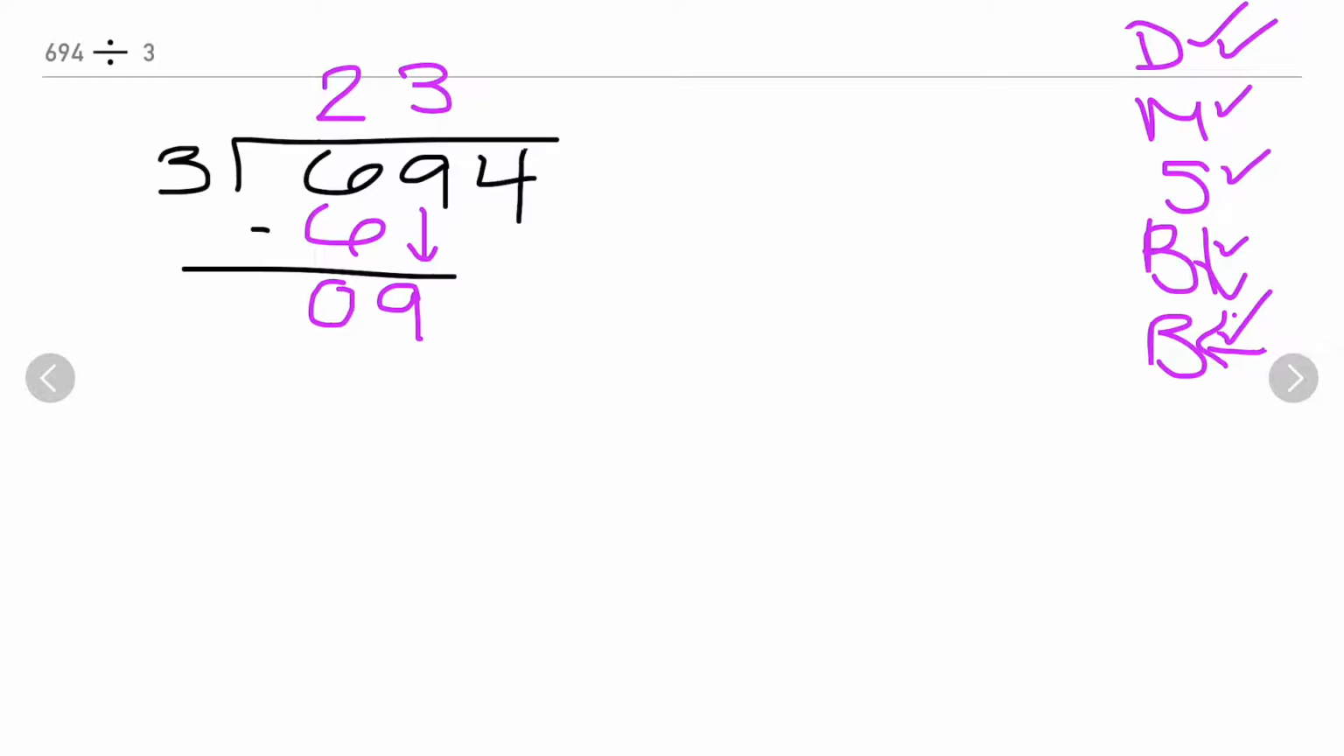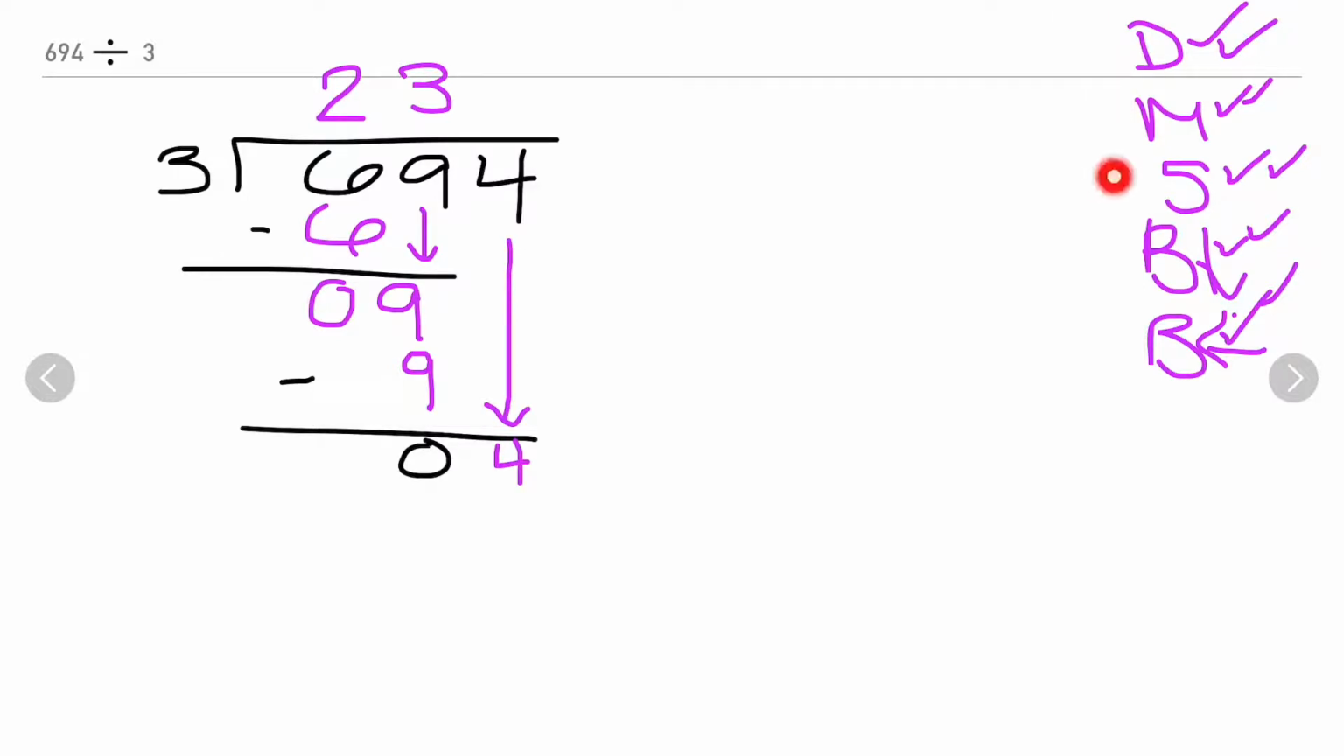What comes next? Good. Multiply. 3 times 3. Good. 9. And what comes next? Good. Subtract. 9 minus 9. Easy peasy. Bring it on down and bring it on back.